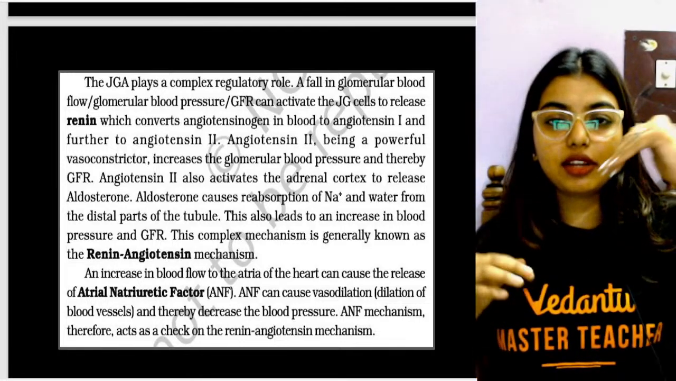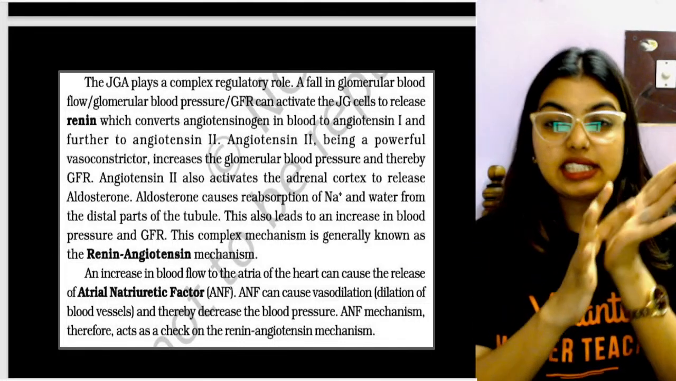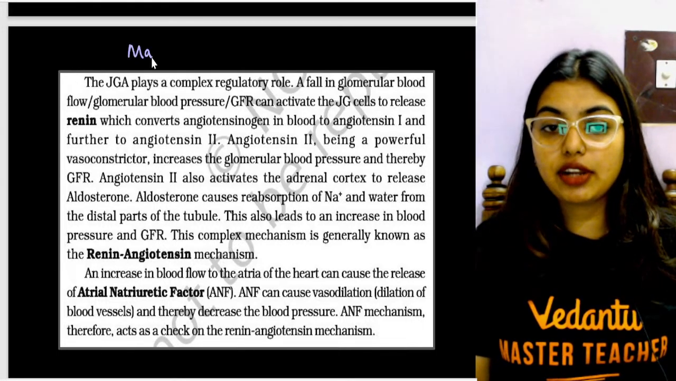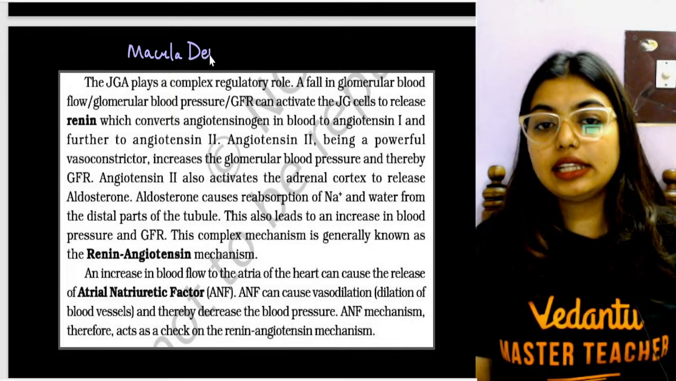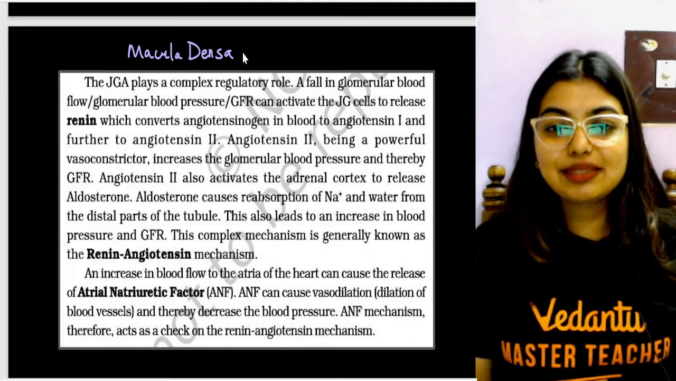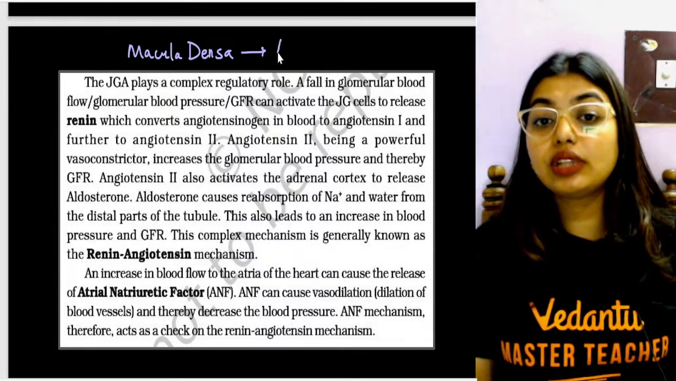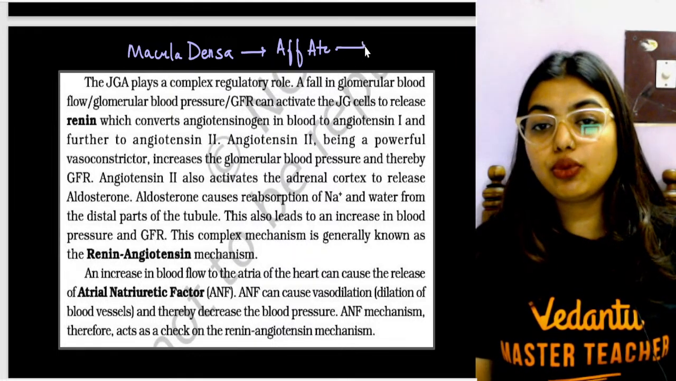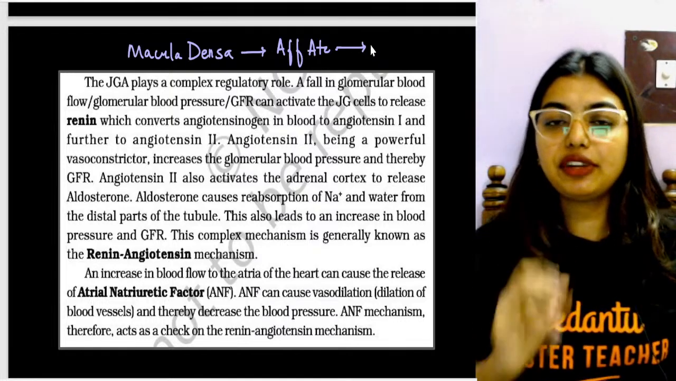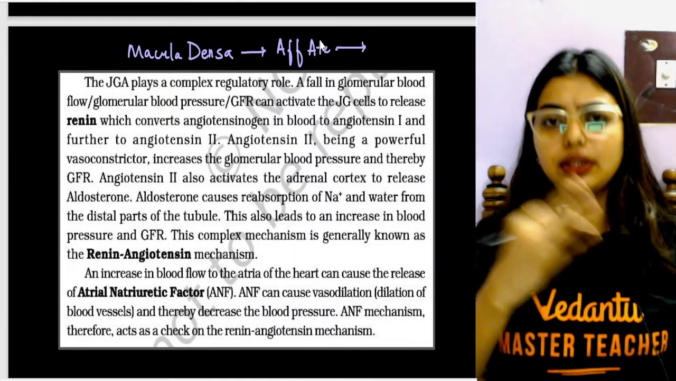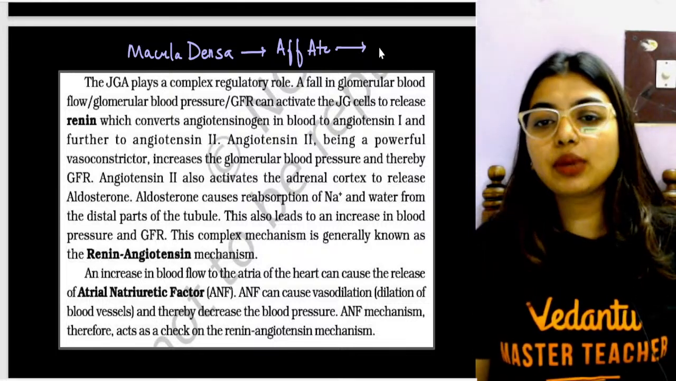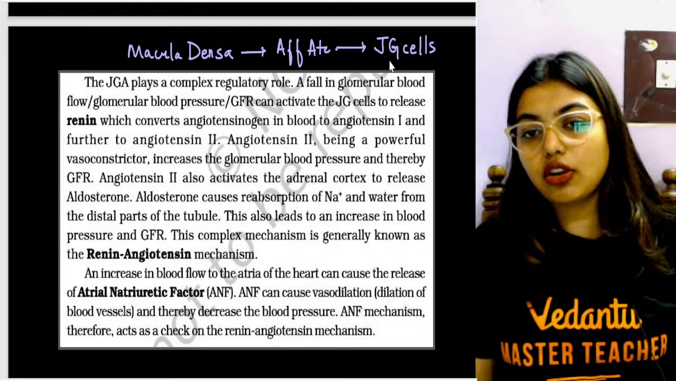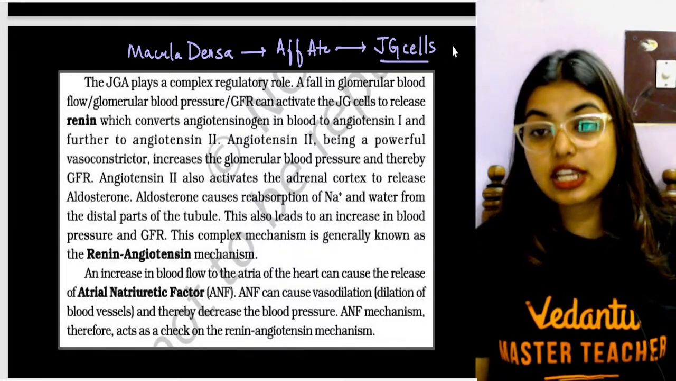When this glomerular filtrate is flowing through the DCT, some cells will get modified to form the macula densa. This macula densa will send a signal to the afferent arterioles, telling them that the GF has an issue. The afferent arterioles will say, don't worry, I will fix everything. I will modify some of my smooth muscles to form JG cells, that is, juxtaglomerular cells. These JG cells will release renin.